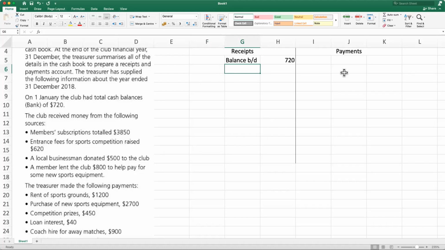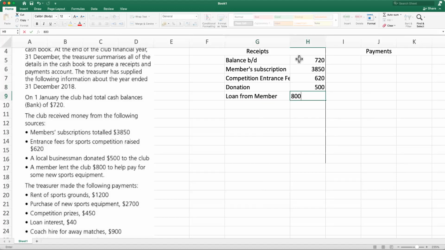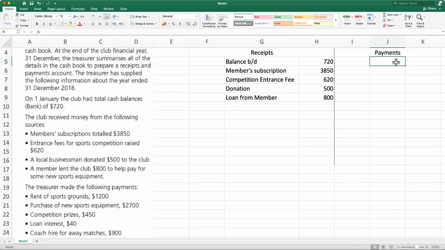So now let's look at our receipts. First is members' subscription, 3,850. Competition entrance fee, 620. Donation, 500. A member lent the club 800 to help pay for some sports equipment, so loan from member, 800. That's it. Go to the payment account.